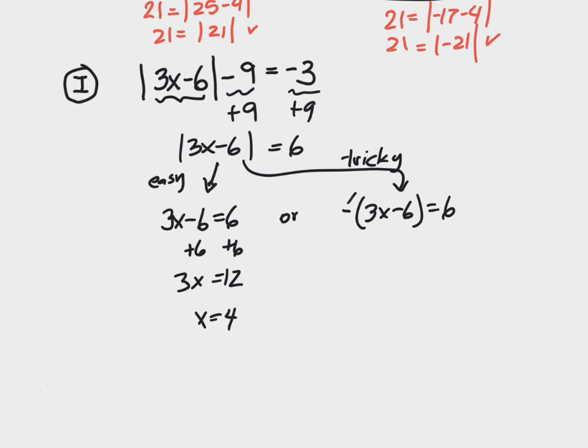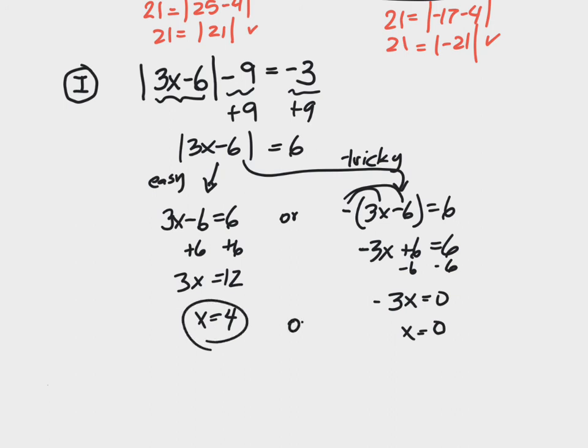In this case here, I distribute the negative sign through, and I get -3x plus 6 equals 6. Subtracting 6 from both sides, we get -3x equals 0. Dividing by -3, we get 0 divided by -3 is 0. So I have two solutions, x equals 4 or x equals 0.